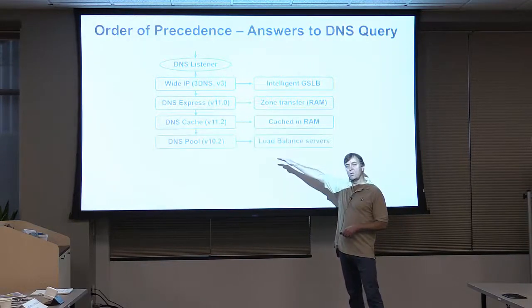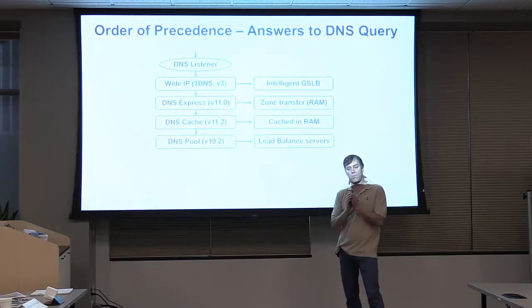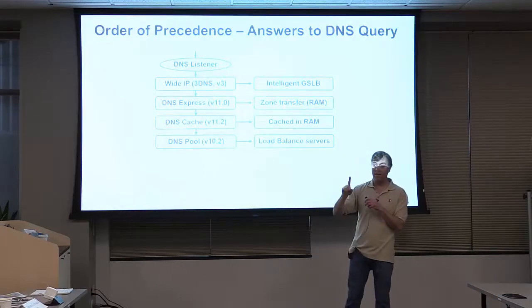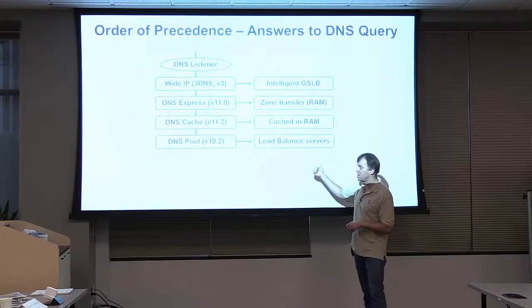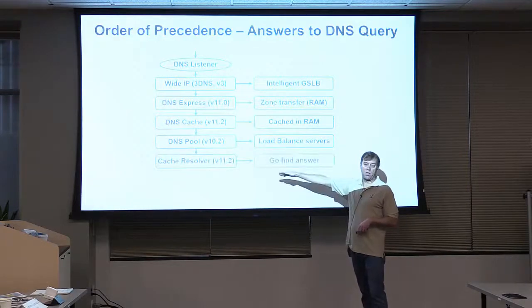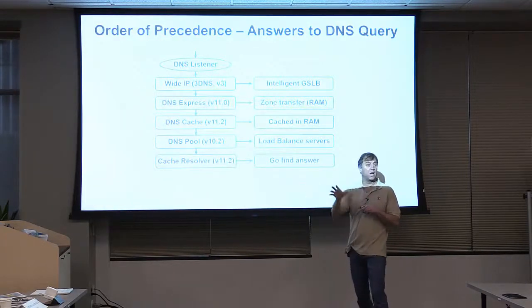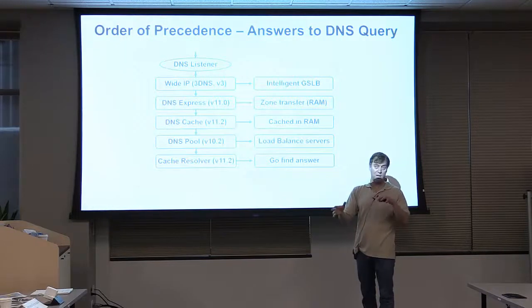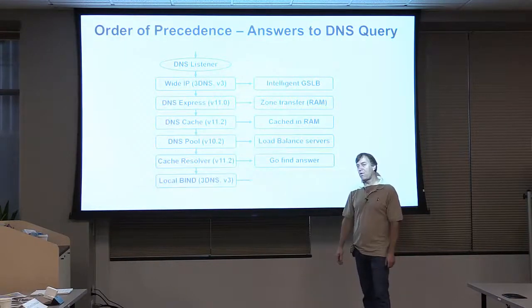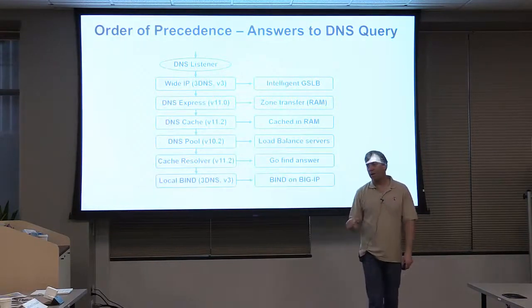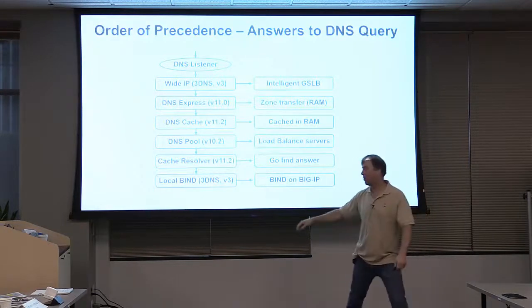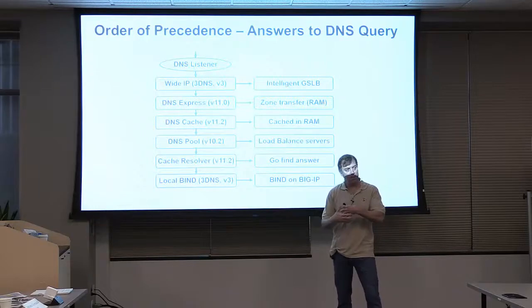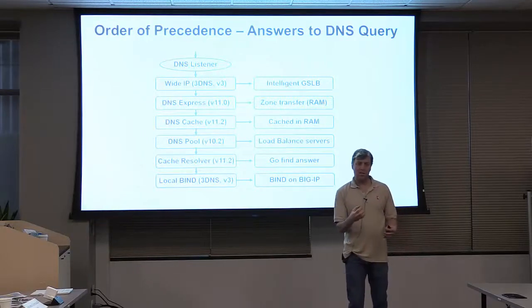Doesn't match that. Do we have a pool of bind servers that we can load balance to, or even just one? Is that part of the configuration? We'll hand that out as the answer. Are we supposed to go in caching, look it up? Did you turn that on? And then finally, if you have local bind on the BIG-IP, we'll go look it up in our bind tables. Not always recommended, because you're using us in a different way.